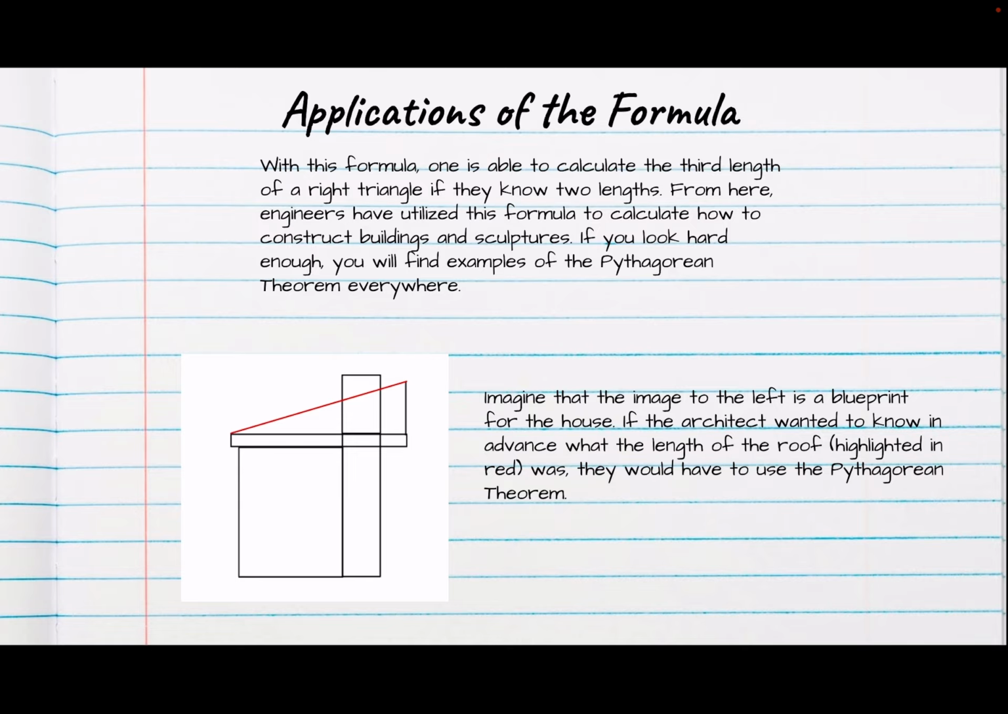Imagine that the image to the left is a blueprint for a house. If the architect wanted to know in advance what the length of the roof, highlighted in red, was, they would have to use the Pythagorean theorem.